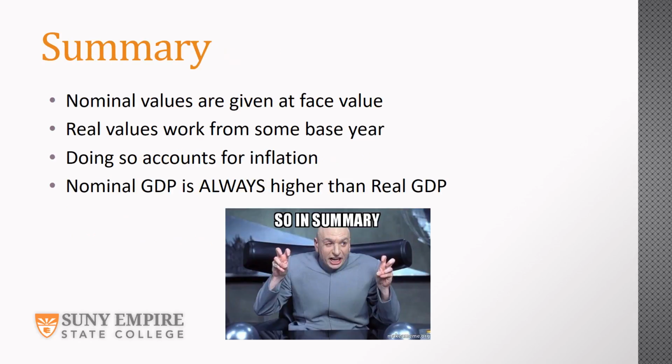$325. In summary, economists give nominal amounts at face value. This is opposed by real amounts, which are given using costs from some base year. This eliminates increases caused by inflation. Looking at the macro scale, nominal gross domestic product is always higher than real gross domestic product.